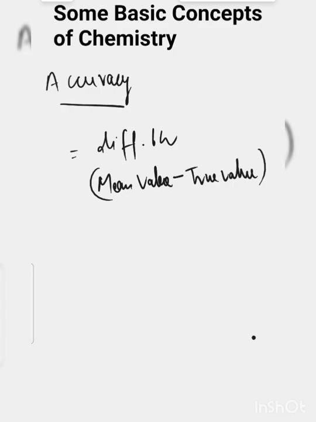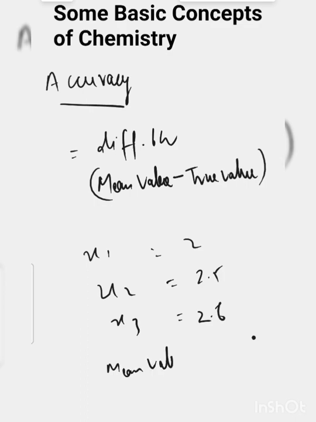So true value is the standard value that we should get in our experiment. But mean value is the experimental values that we get, and we then take the mean of those values and we get mean value. Suppose there are x1, x2, x3 readings, and this is 2, this is 2.5, this is 2.6. So mean value will be 2 plus 2.5 plus 2.6 divided by 3, because there are three values. So this will be mean value, and true value will be the value which we are expecting, or the true value of that experiment. So this is accuracy.